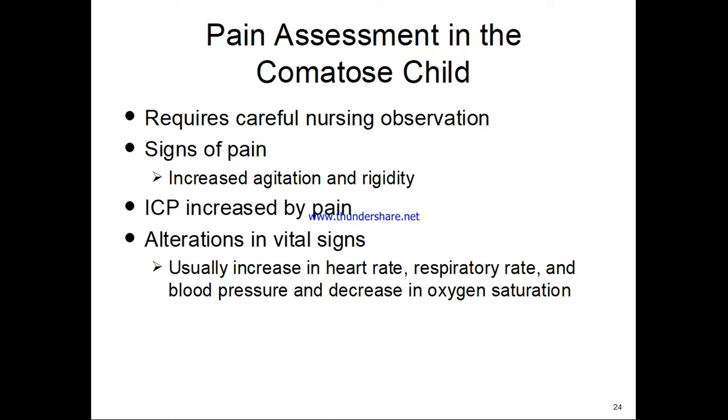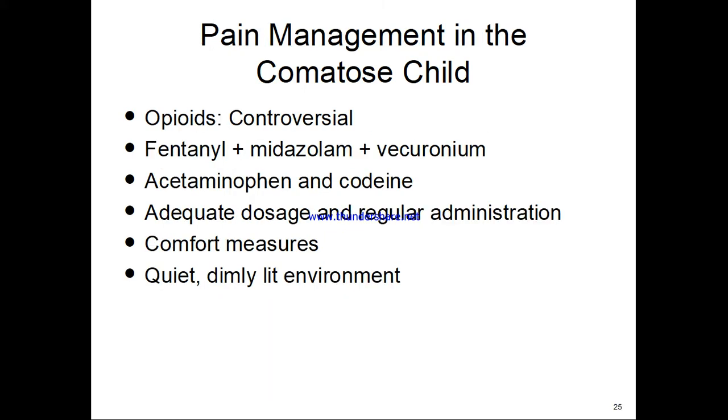changes in vital signs related to pain are less apparent in children than they are in adults. So adults are more prone to vital sign changes because of pain. In kids, that usually happens later once they're in severe pain. So it requires a careful nursing assessment to try and pick up on that earlier. We don't want their pain level to be high, because the pain level being high is going to further increase their intracranial pressure.